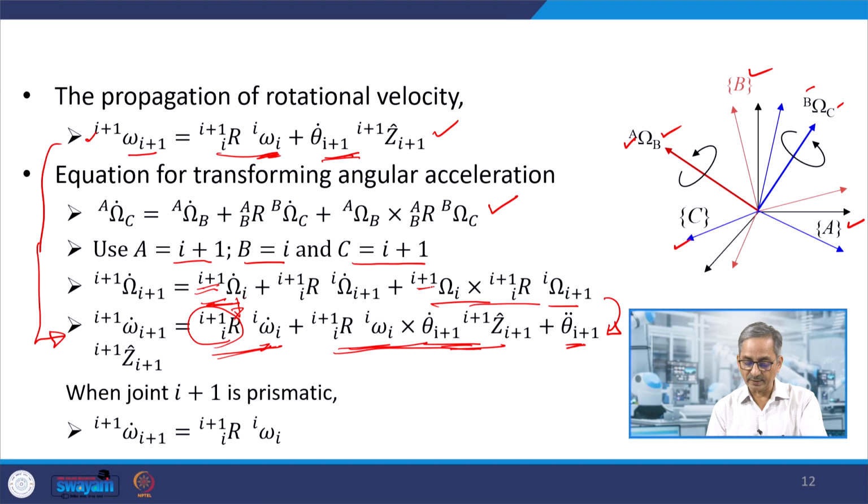Again, this is expressed in terms of the (i+1)th frame. Here I am expressing this omega i in terms of its own frame, and then this rotation matrix cross, of course, this omega i plus 1, expressed in terms of its own frame. That is nothing but this joint velocity, and this one is again the joint acceleration. When your joint is a prismatic joint, naturally the joint velocity and acceleration are not going to be there, so these two terms are going to be 0. So this term is just going to be equal to this one.